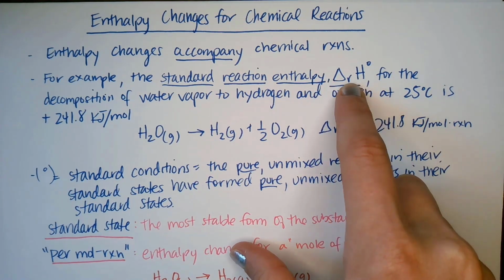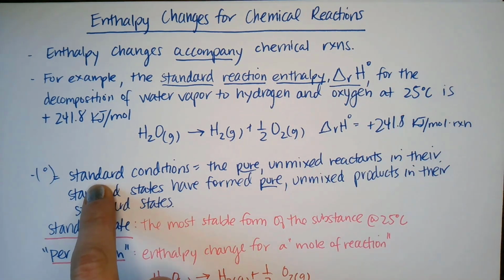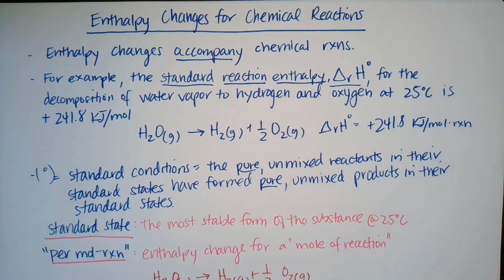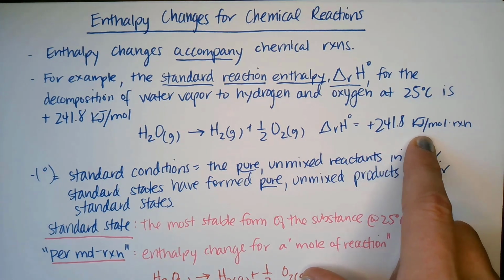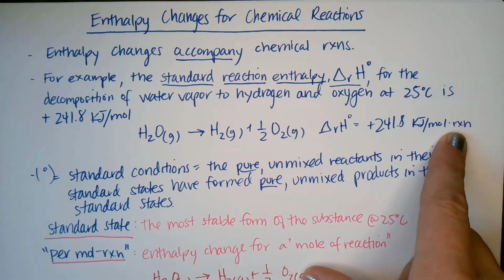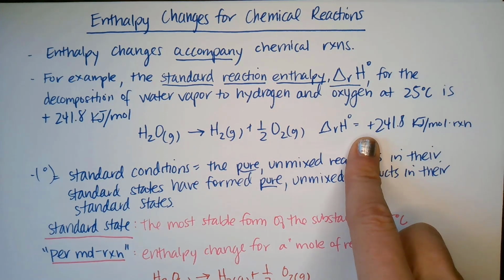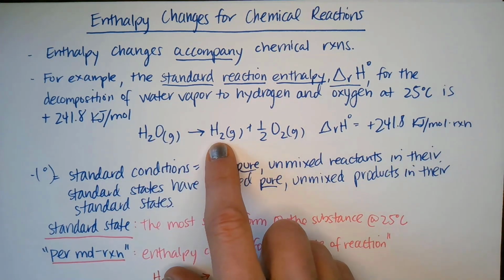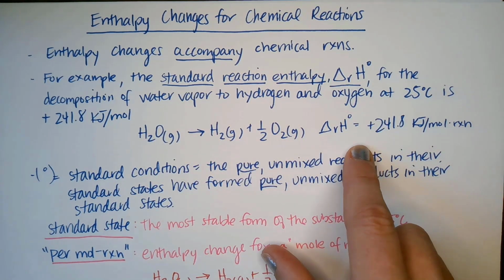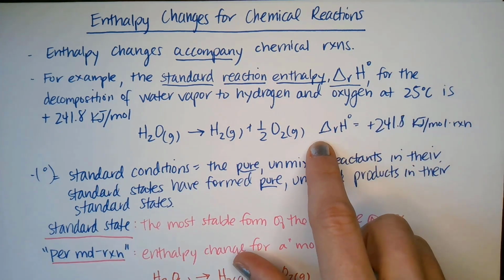For example, the standard reaction delta H, so it's the change in enthalpy for the reaction, and then we have this little superscript 0, which stands for standard conditions, and we'll get to that in a second. For the decomposition of water vapor to hydrogen and oxygen at 25 degrees, it is plus 241.8 kilojoules per mole for the reaction. Because it's positive, it is an endothermic reaction. The decomposition of gaseous water into gaseous hydrogen and oxygen is an endothermic process.